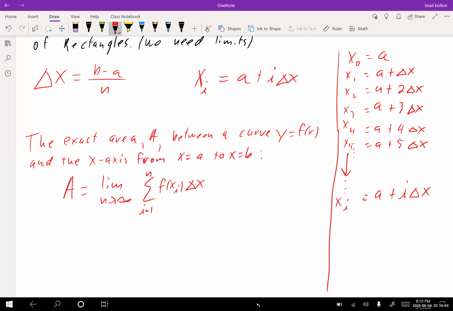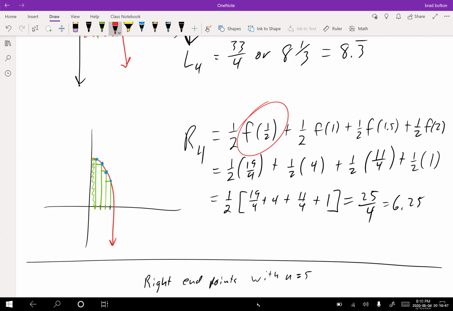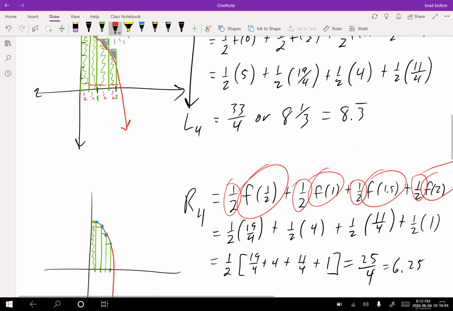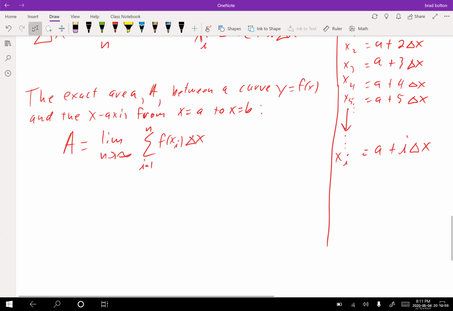Now, what is the f of x sub i? Well, we come up here. Wasn't this always my heights? And then what was this? These were always my widths, okay? So what we're doing is taking the way we did it before and translating it into an infinite amount of them. Notice that it says n is approaching infinity. So this is saying we're going to sum up a near infinite amount of rectangles.